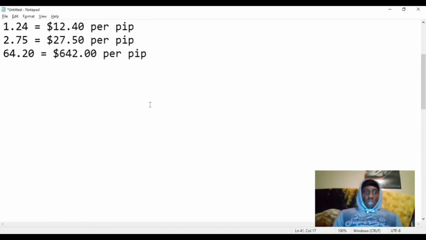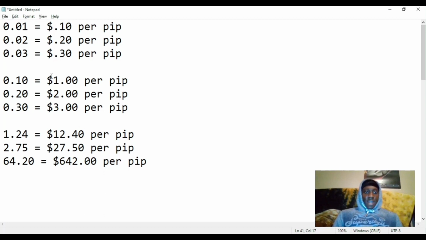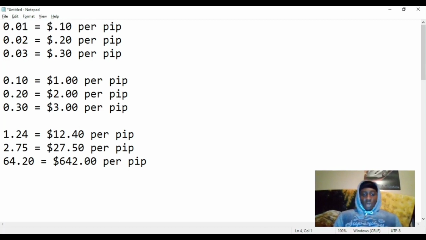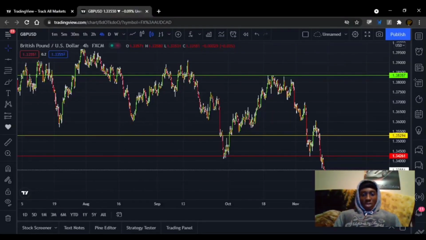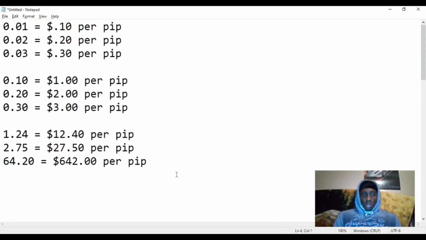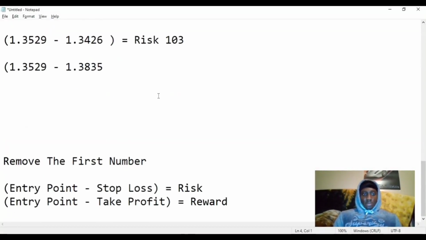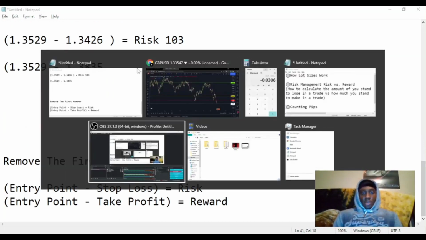So if we use a dollar per pip lot size, not a dollar lot size, a 10 cent per, let's keep it simple. For anybody that trades with any account, let's use this example. A 0.01, which would be 10 cents per pip. All you gotta do is look at the risk versus reward. What was the number again? 306.